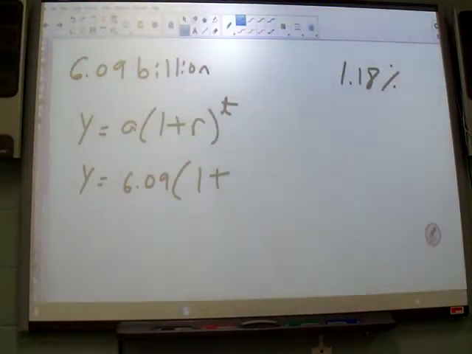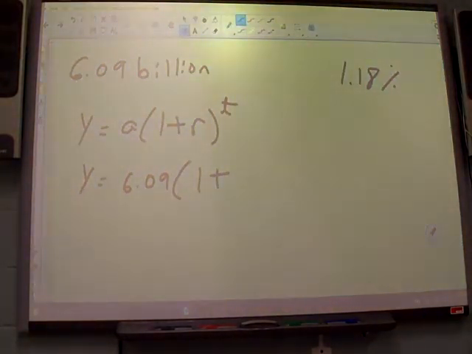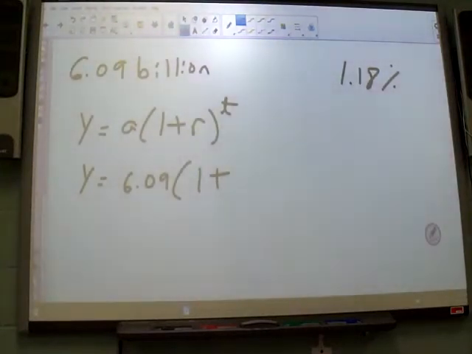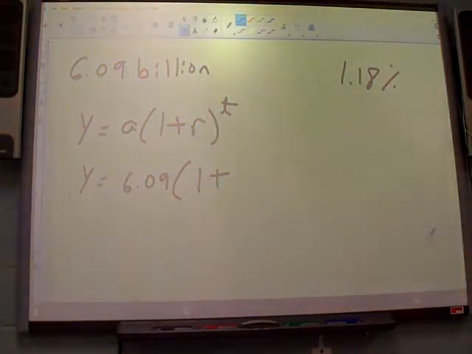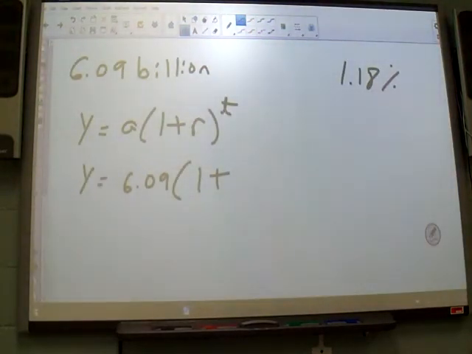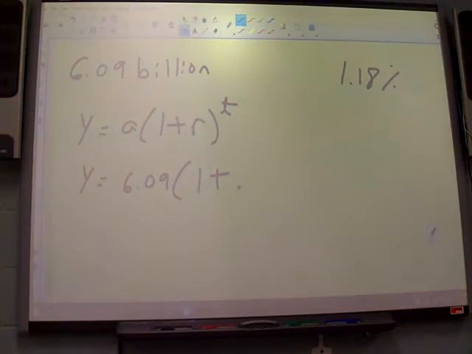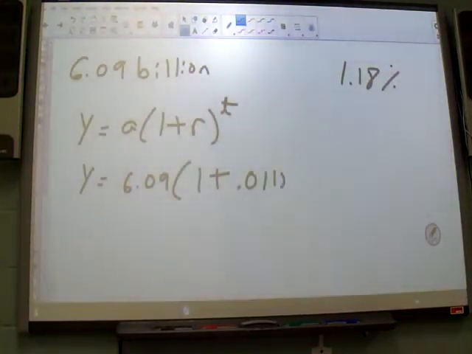0.118. Nope. No, wait. Come on, this is a middle school question. How do you write 1.18% as a decimal? Would it be 0.0118? Yes, you move it twice. Very good, Mr. Witherspoon. So 0.0118 to the t.